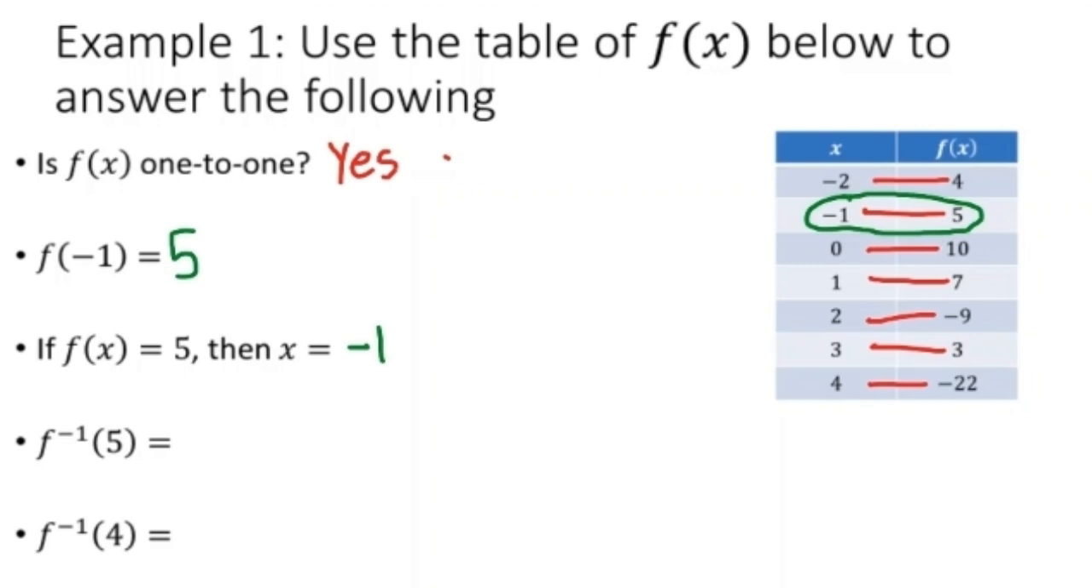And the answer is no, because we already know that our function f of x is one-to-one, so there is no other x value that's going to cause f of x to equal 5. Next, we're going to evaluate f inverse of 5.